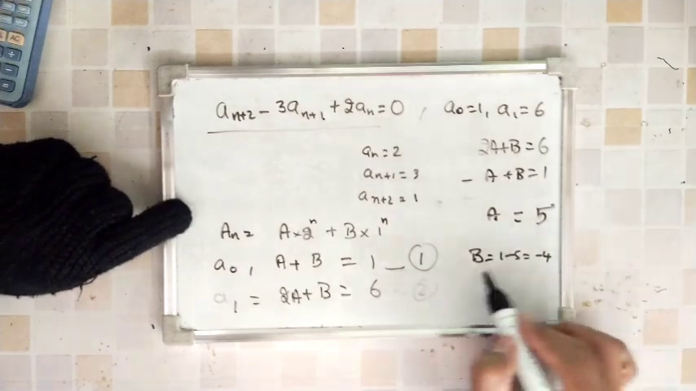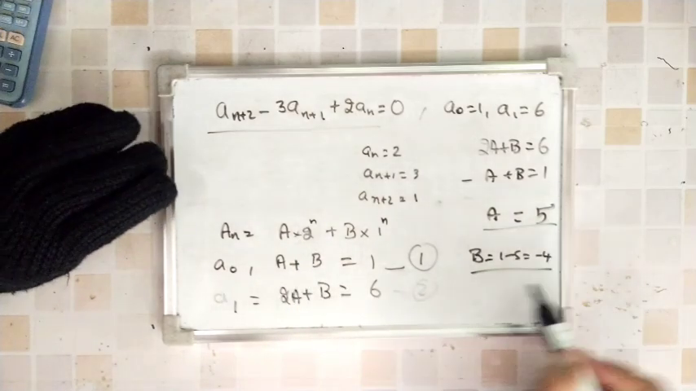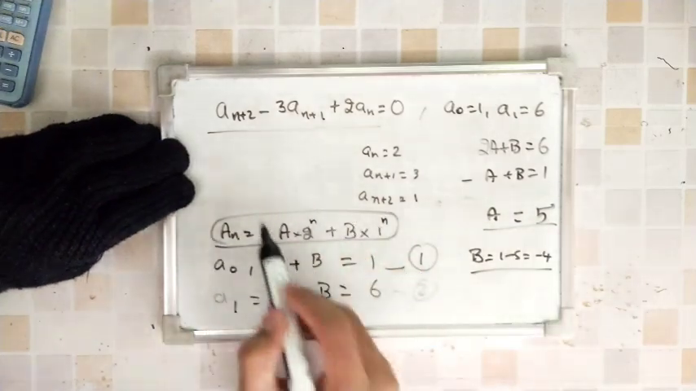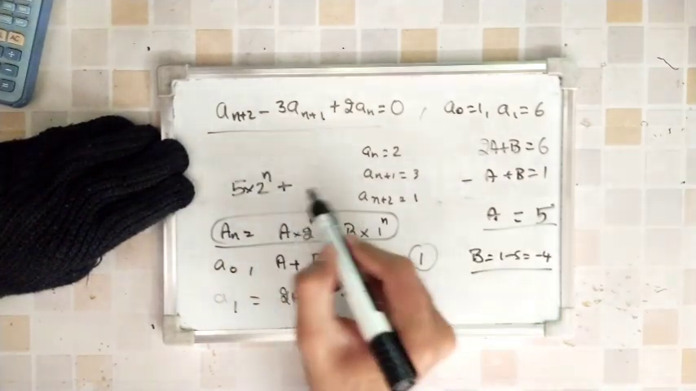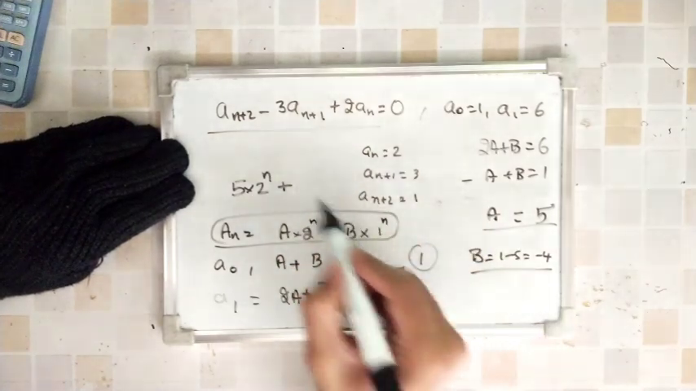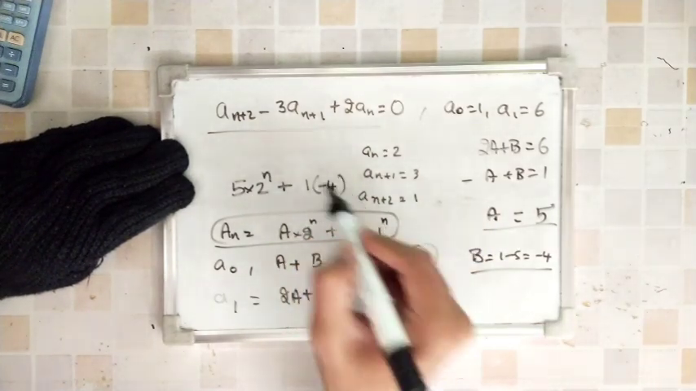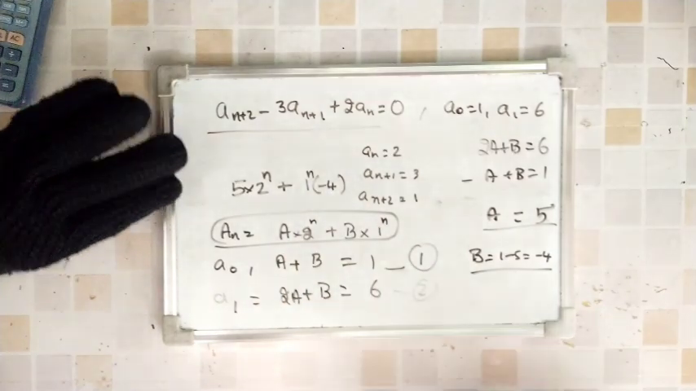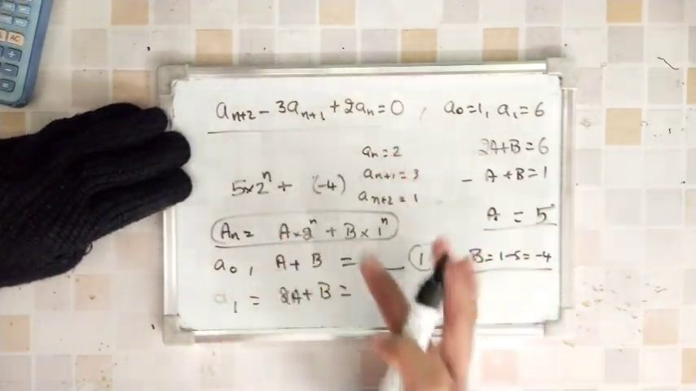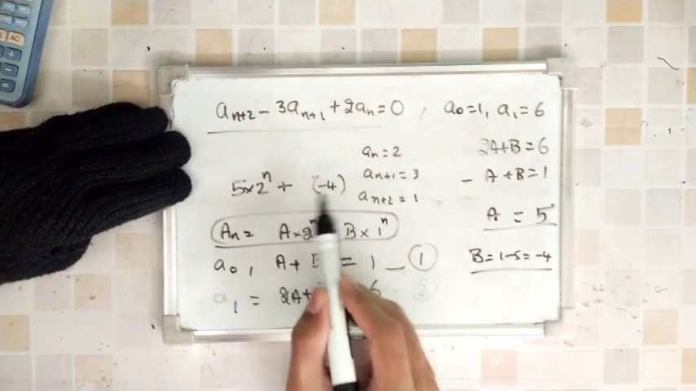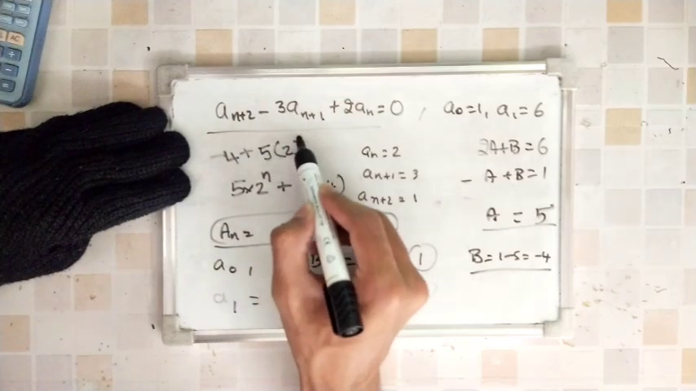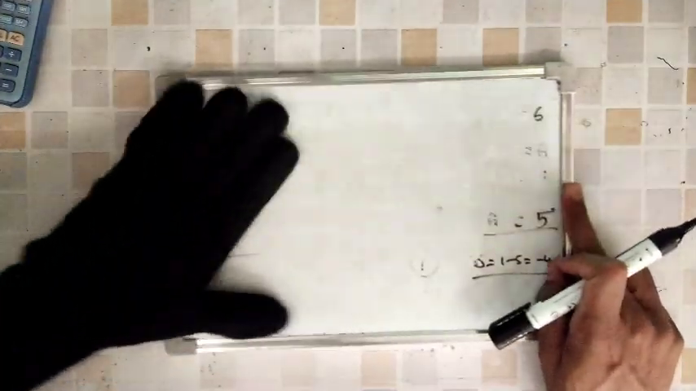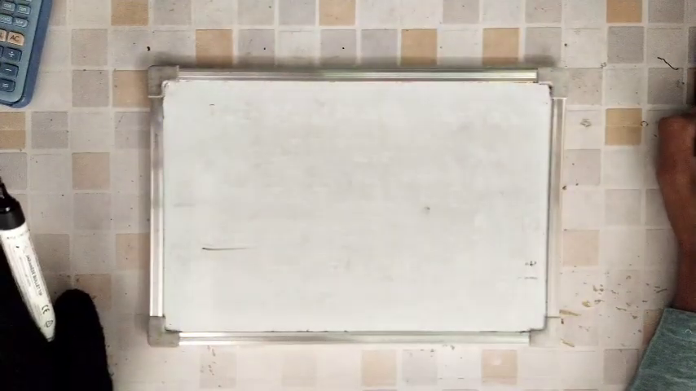Okay, I got the value of a, I got the value of b, then I will substitute the values of a and b in this equation. So what I will get: 5 into 2 power n plus 1 power n into minus 4. Okay, 1 power n, anything will always give me 1 itself. So 5 into 2 power n minus 4, or I can write as minus 4 plus 5 into 2 power n. Simple, right? So this completes 4 modules now.